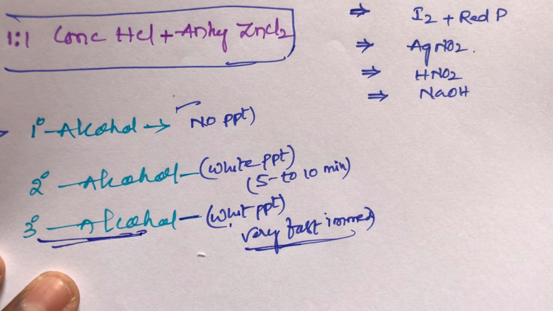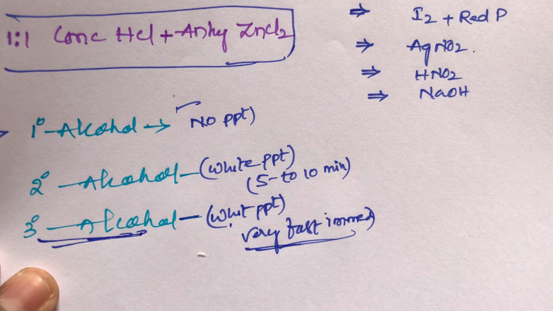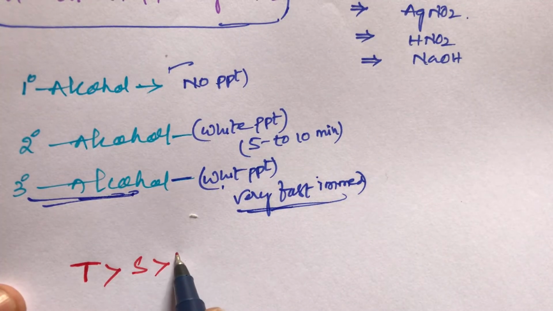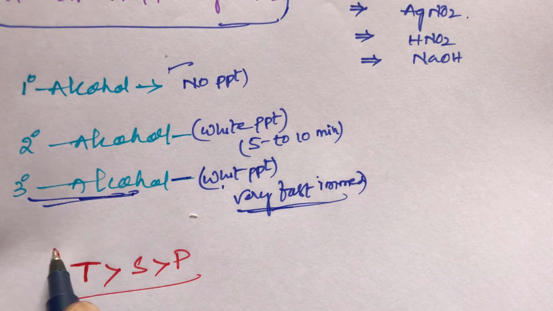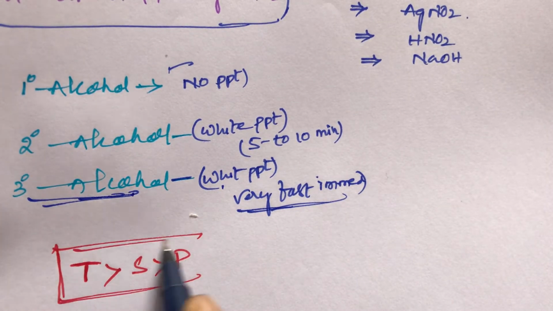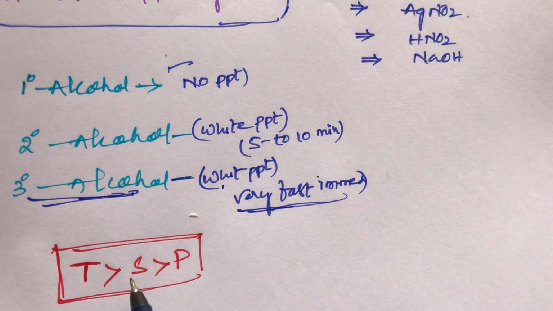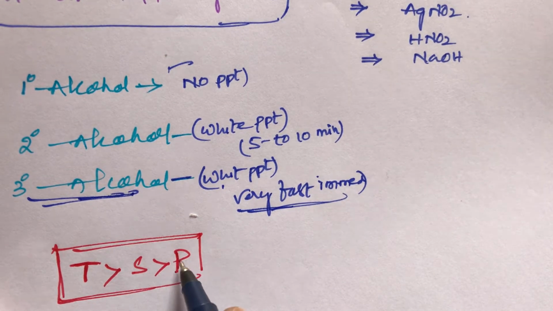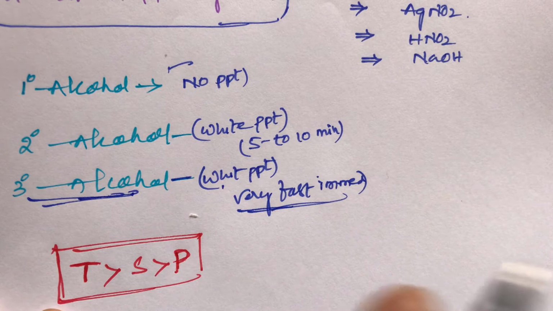This is the simple trick for the Lucas reagent test: the order of reactivity is tertiary, which is fastest, then secondary, then primary. Remember, tertiary alcohols give it very fast, secondary alcohols more slowly, and primary alcohols do not give a white precipitate at room temperature.